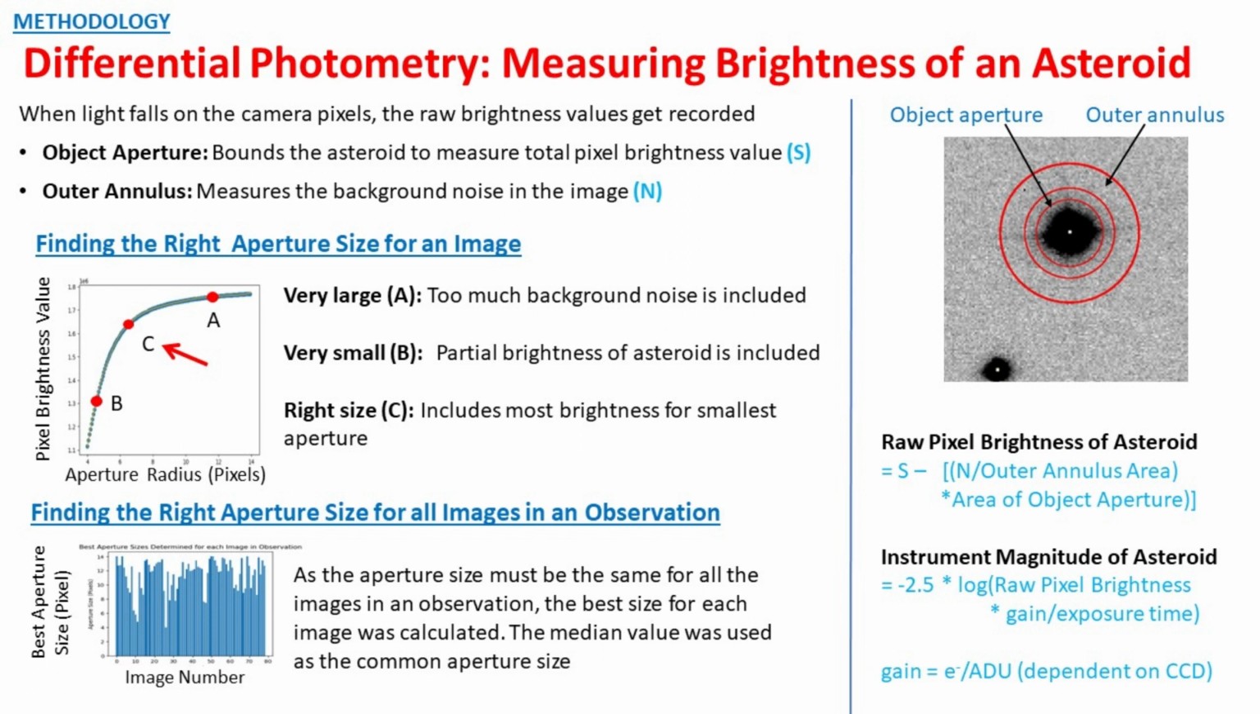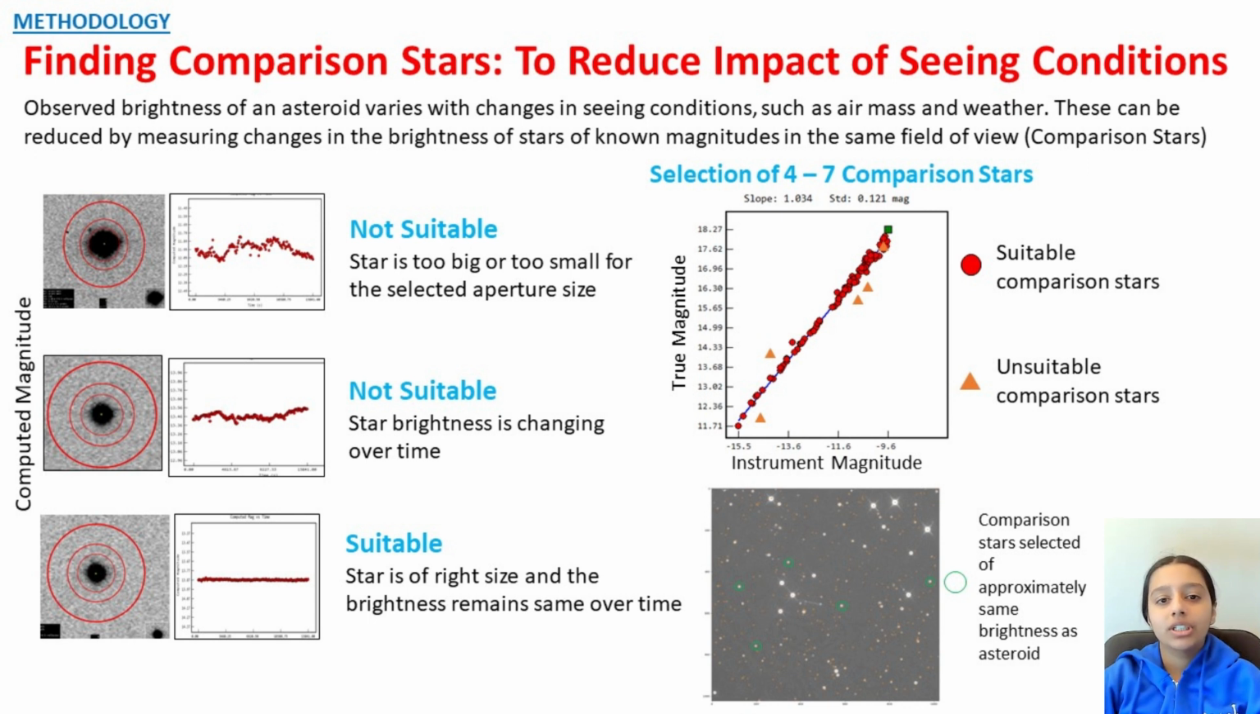The challenging part was finding the right aperture size and making sure it stayed the same for both the asteroid as well as the comparison stars. I created an algorithm which found the best aperture size for each image and repeated that process for all images. I then converted the raw pixel brightness into instrument magnitude. The next part was finding comparison stars.